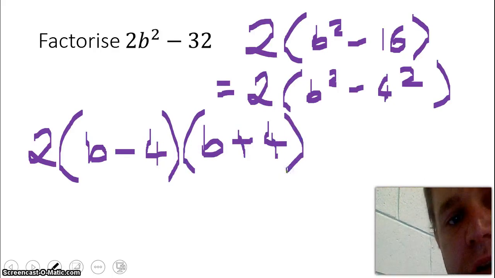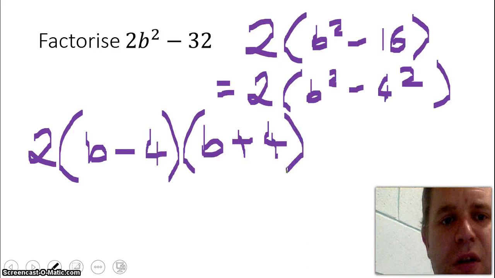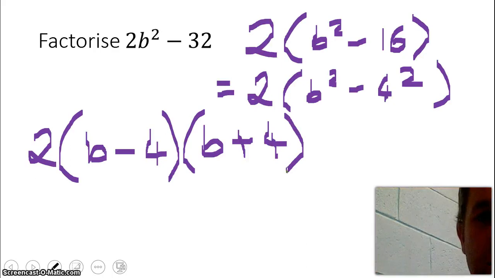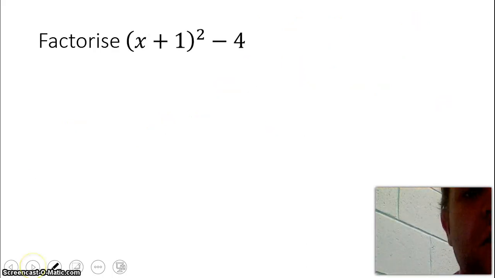If you get stuck on one of these and you can't find a perfect square, see if there's a common factor you can pull out first.